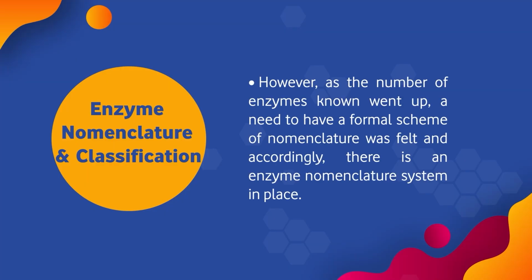However, this enzyme, we have already seen that one. Sometimes the same enzyme has two or more names, for example glucokinase and hexokinase in glycolysis. So these ambiguities are there, and an ever-increasing number of newly discovered enzymes are there. The number of enzymes went up, and a need for a formal scheme of nomenclature was felt, and accordingly there is an enzyme nomenclature system in place.